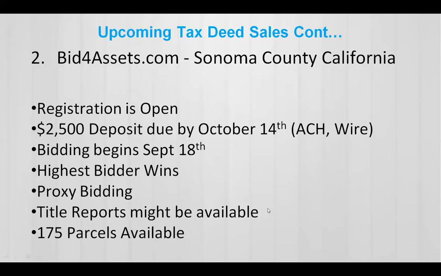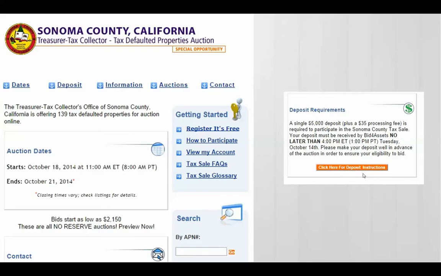Title reports might be available, and there's 175 parcels available for the Sonoma County, California auction. Some of you are like, what the heck, title reports might be available? The cool thing is, contingent on the county and how nice they are, they will go through and get a basic title report done on these properties for you, and they'll have those attached to the parcel that's being sold. I can't remember if Sonoma County has those. If not, either way, check it out. Bidforassets.com. Go to the Sonoma County section, and you'll be able to check out the parcels.